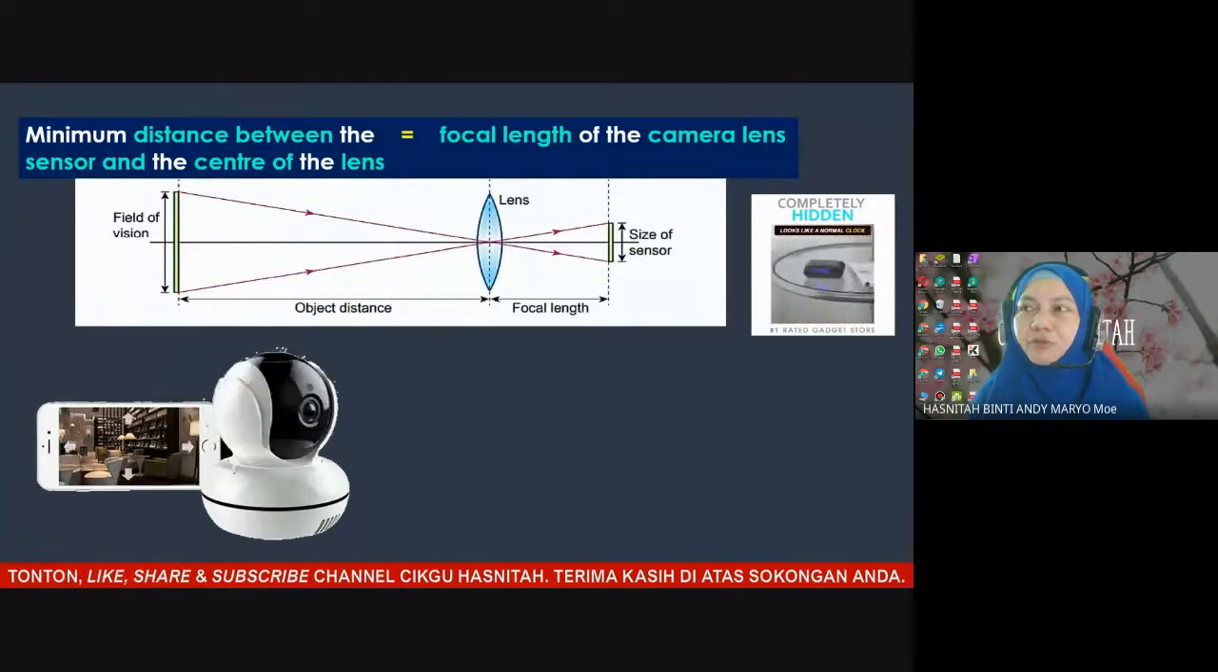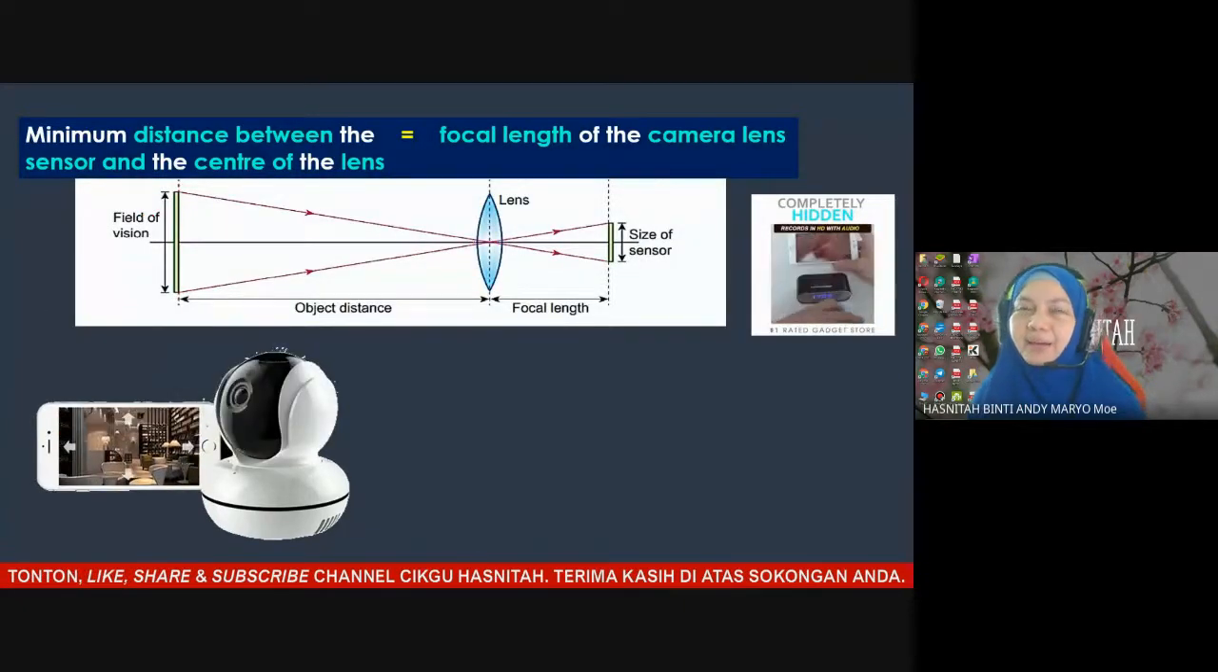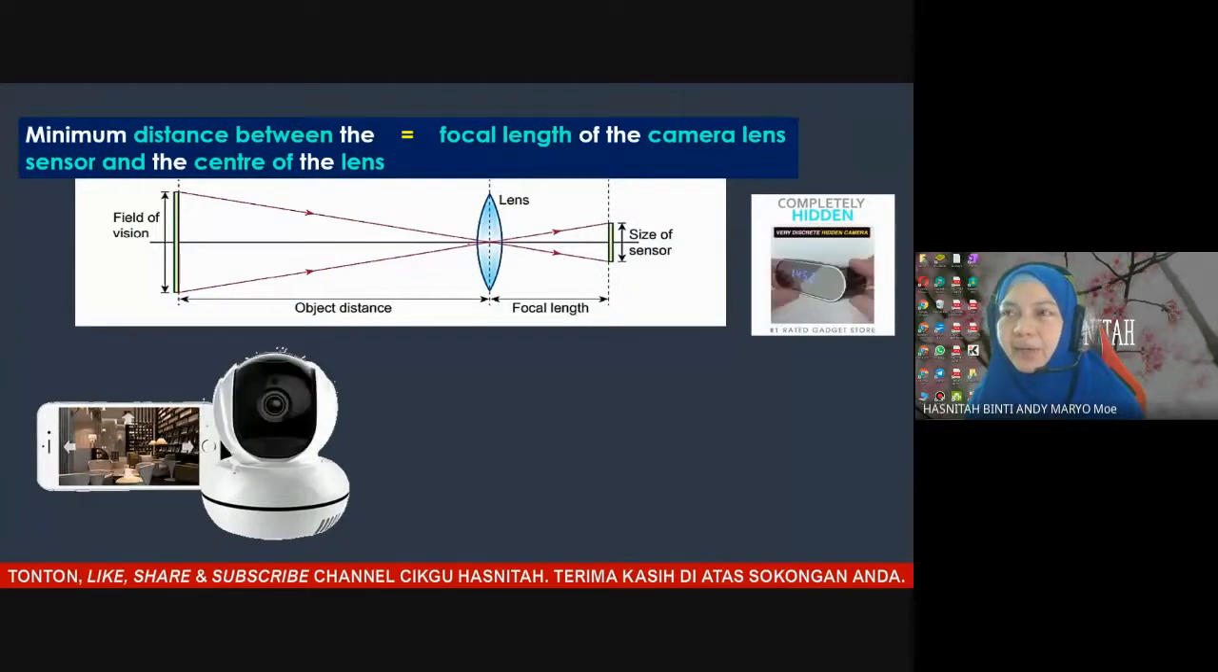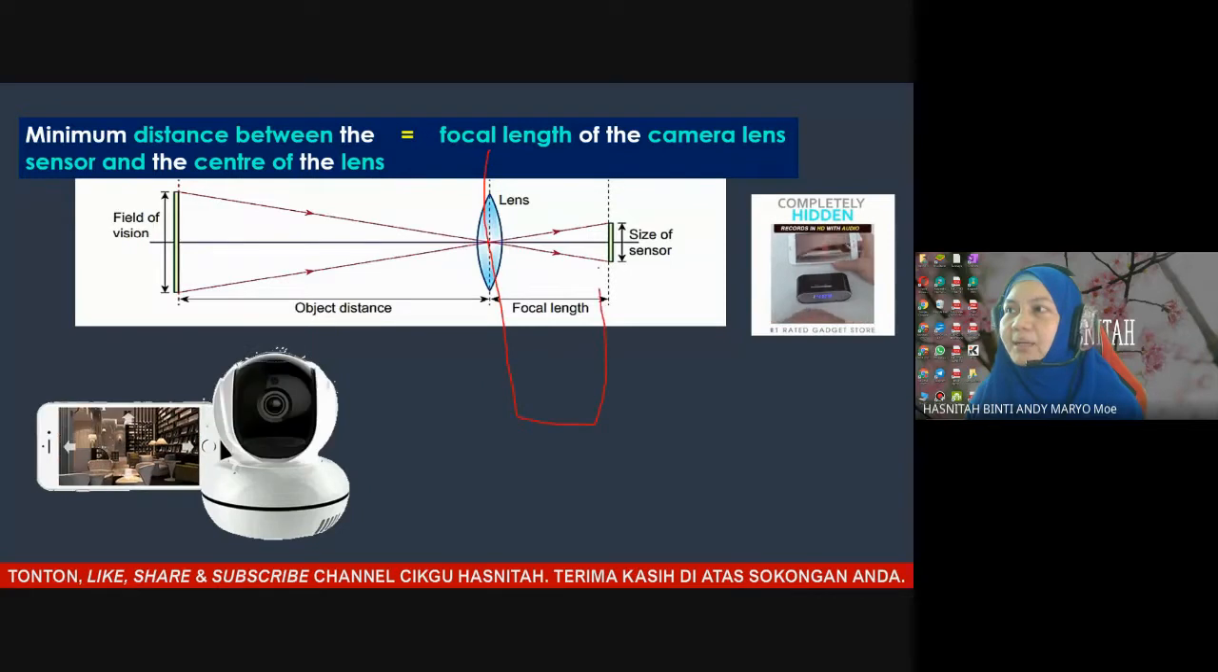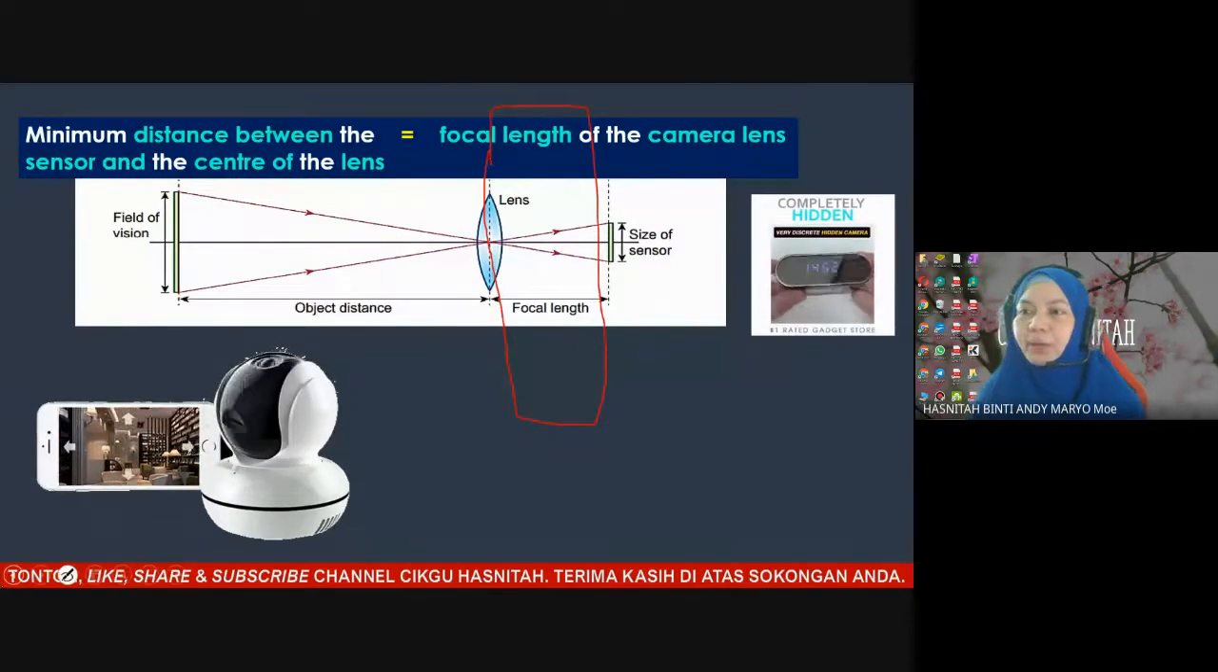Inilah how the image forms inside the camera inside this CCTV or our smartphone. This is the field of vision. This is the lens and this is where the image appears at the sensor. Ini dia punya focal length. This is the object distance. Focal length ini tells us the thickness of our smartphone.